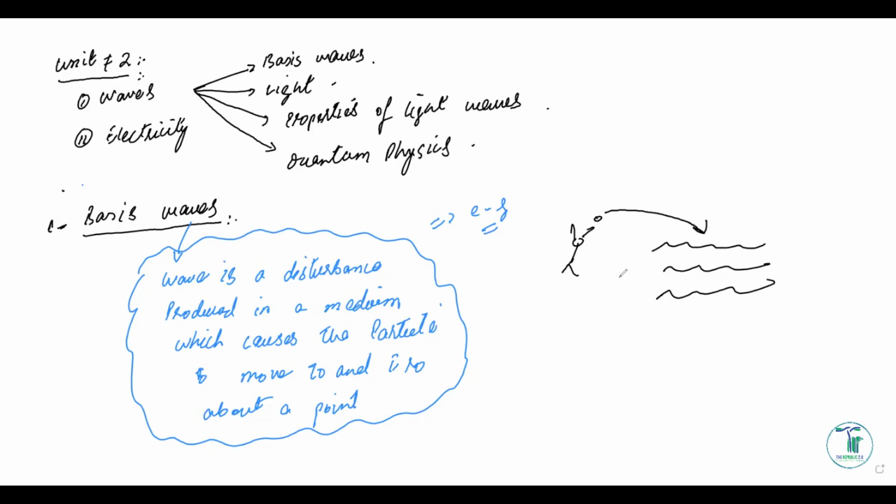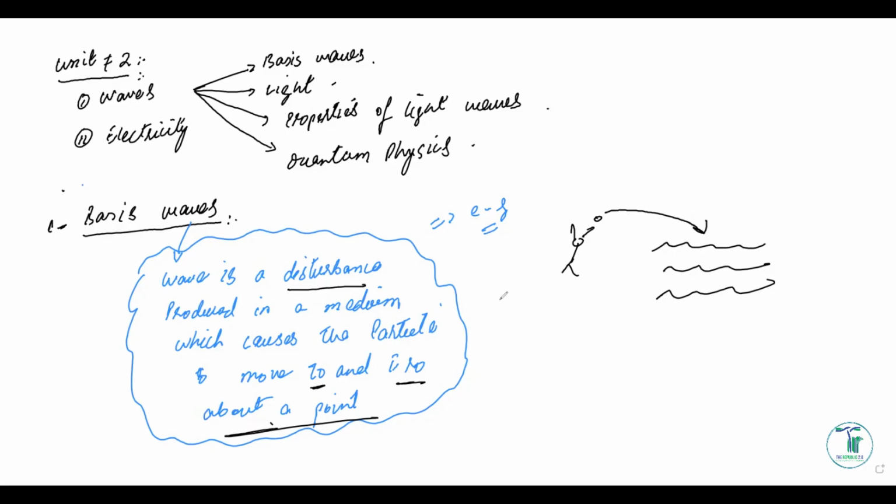Can you repeat? For example, you're throwing a stone inside the pond. That stone would create some sort of a disturbance in a medium, which is going to cause the particles to move to and fro about a point. Is that clear? So that is how you talk about the basics of waves.